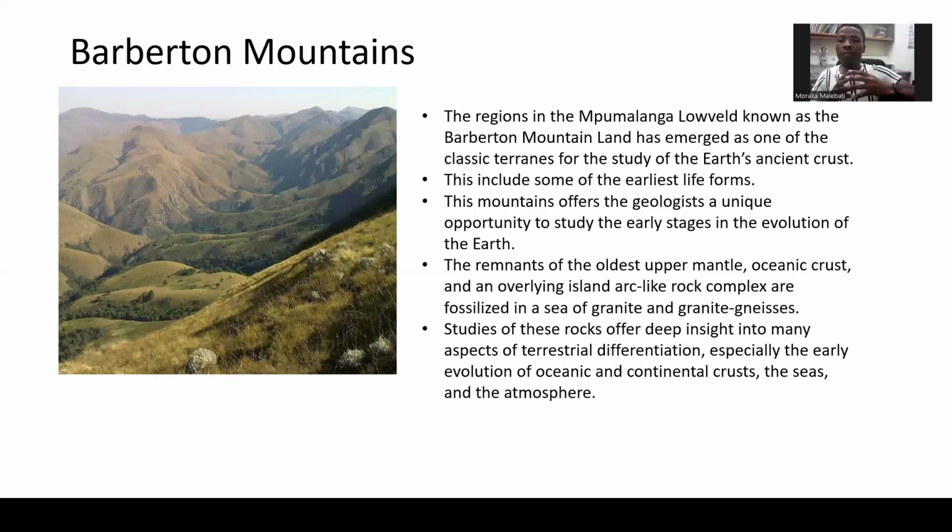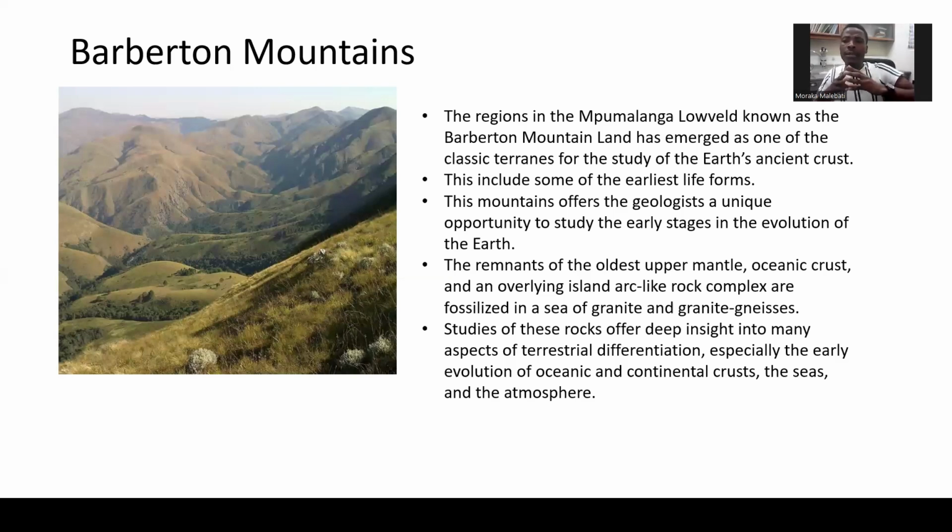These mountains offer geologists a unique opportunity to study the early stages in the evolution of the Earth. So that is to say, if we want to understand the evolution of the early Earth, we use the Barberton as the frame of reference. We use the Barberton to unravel the ancient history of our Earth.